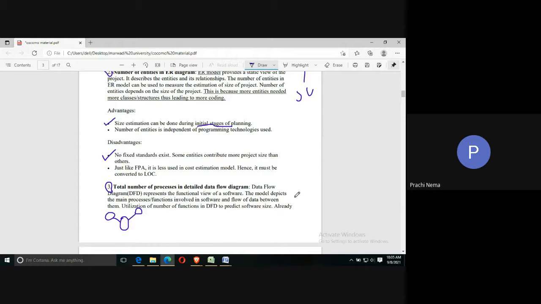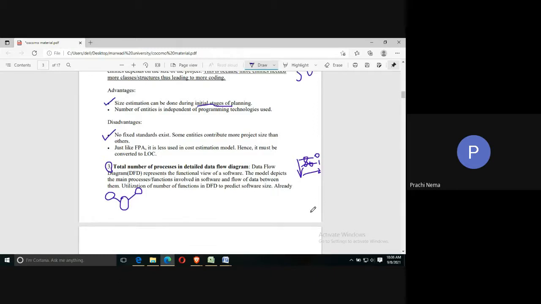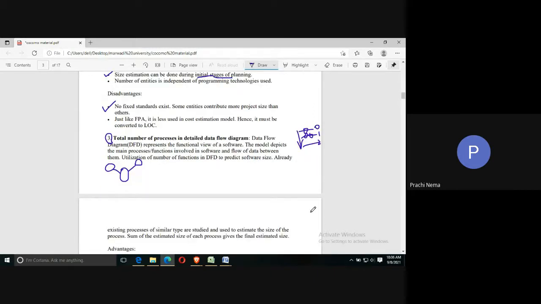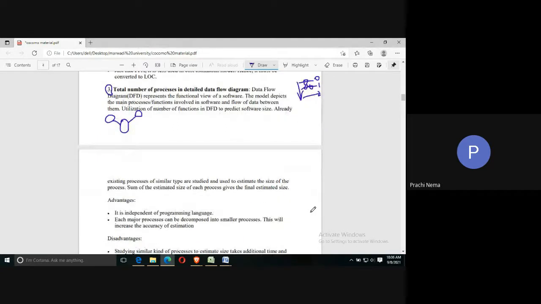Like I've told you, at level 0 there is only one process, so complexity is not much. At level 1 there can be more than one process and sub-process. At level 2 it increases even more. So depending upon the number of processes, the complexity will increase, and with an increase in complexity the size will also increase. If you have a count of the total number of processes involved in the DFD, you can have an estimation of the size of the project in the same way as you estimated using entities.